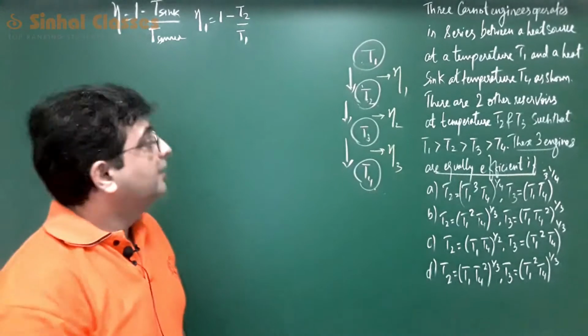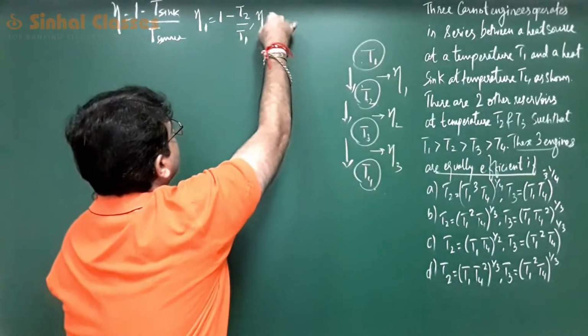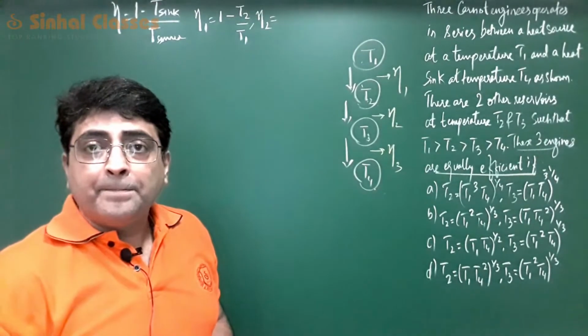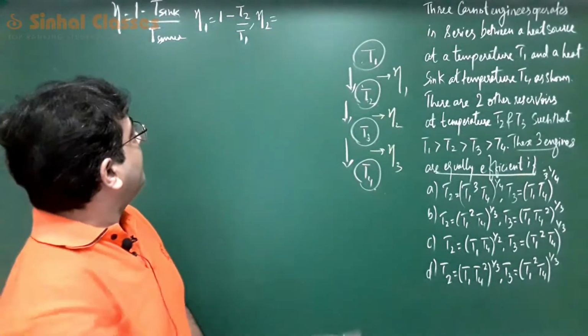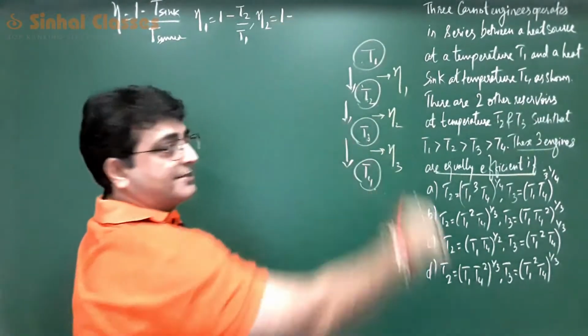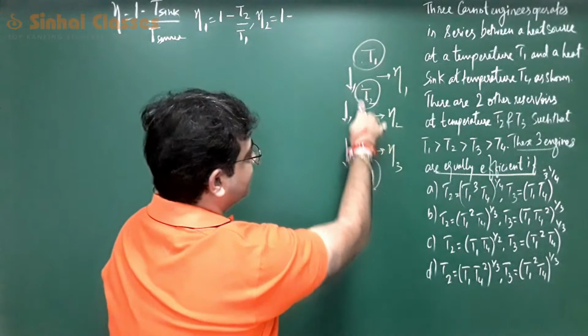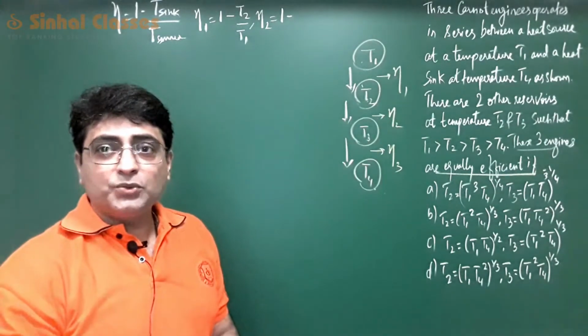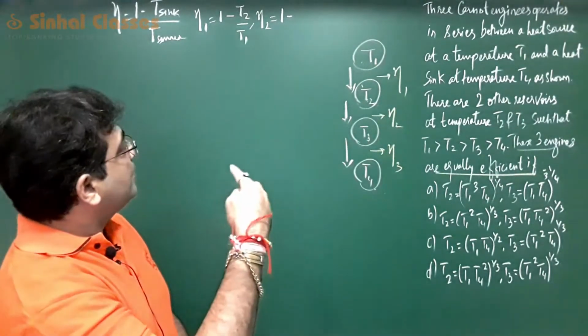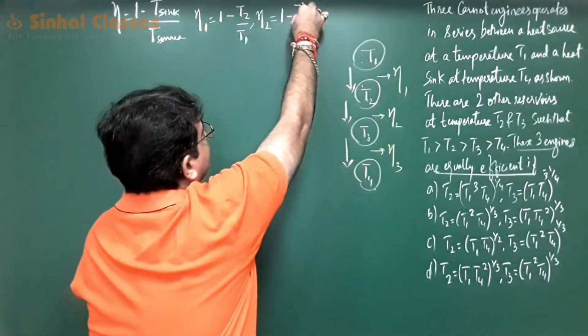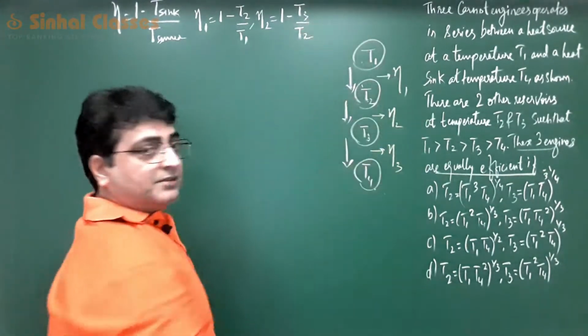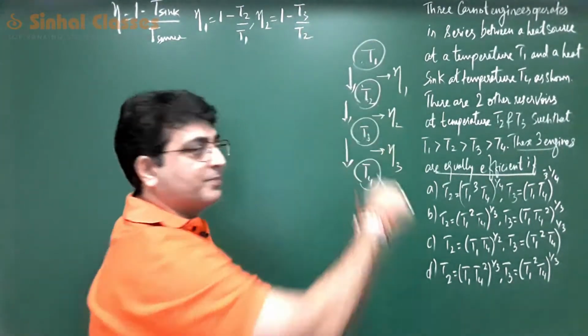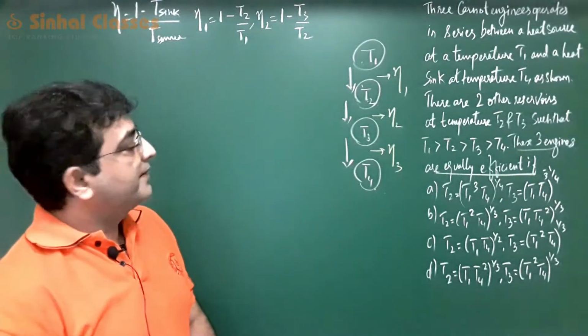That's eta 1. What will eta 2 be here? What is eta 2, students? If I have to consider eta 2, it's 1 minus what? Can you give a relation now? So it's 1 minus what exactly? Since the first was T2 by T1, can I say that this becomes T3 by T2? Because this becomes my source and this becomes my sink in that case. So it's T3 by T2.